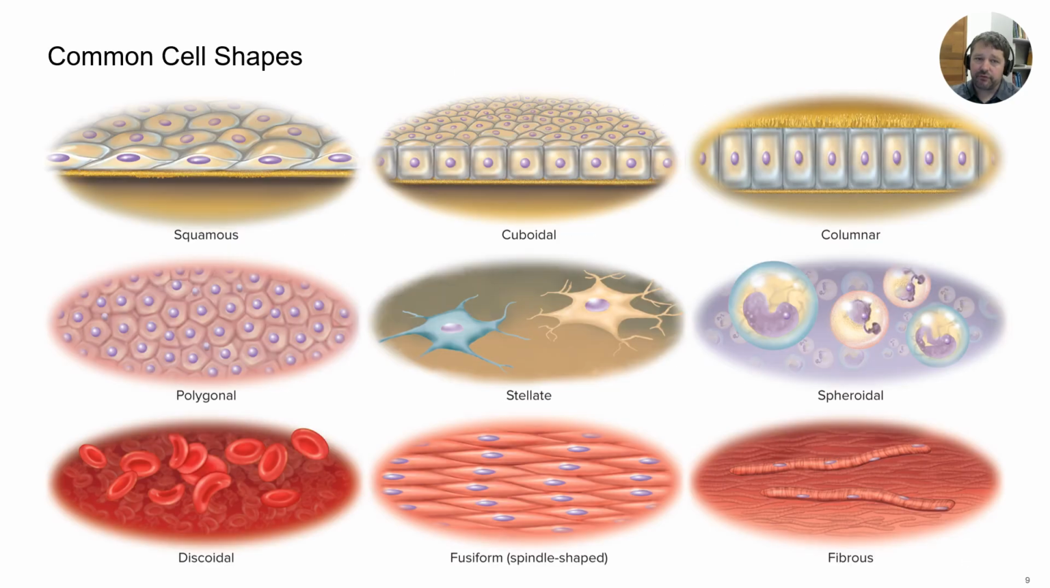Let's look at what some of these look like. Squamous: flat, scaly-like. You might think of these as skin cells. Cuboidal: they look like cubes. Columnar: they look like cubes, but a little more elongated. Often things like your intestinal tract will have these, with microvilli or little projections hanging off of them.